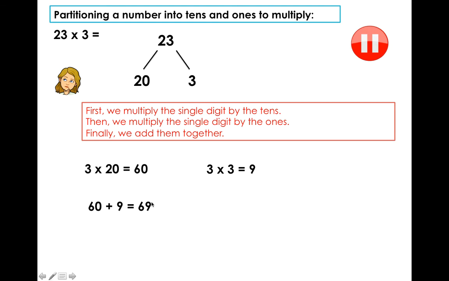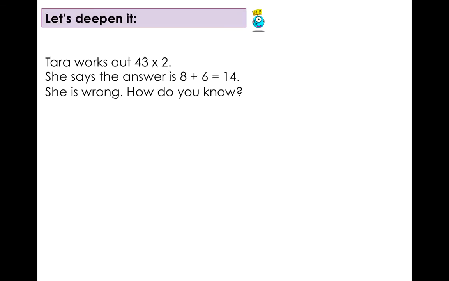Okay, fantastic. Now you might like to pause the video here and rewind if there's any bits that you want to recap. Okay, super. Now, I just want to talk you through a little challenge, and you're going to be doing a similar one when you come to your tasks in a minute. So here we've got a question. Tara works out 43 times 2. She says the answer is 8 plus 6 equals 14. She is wrong. How do you know?